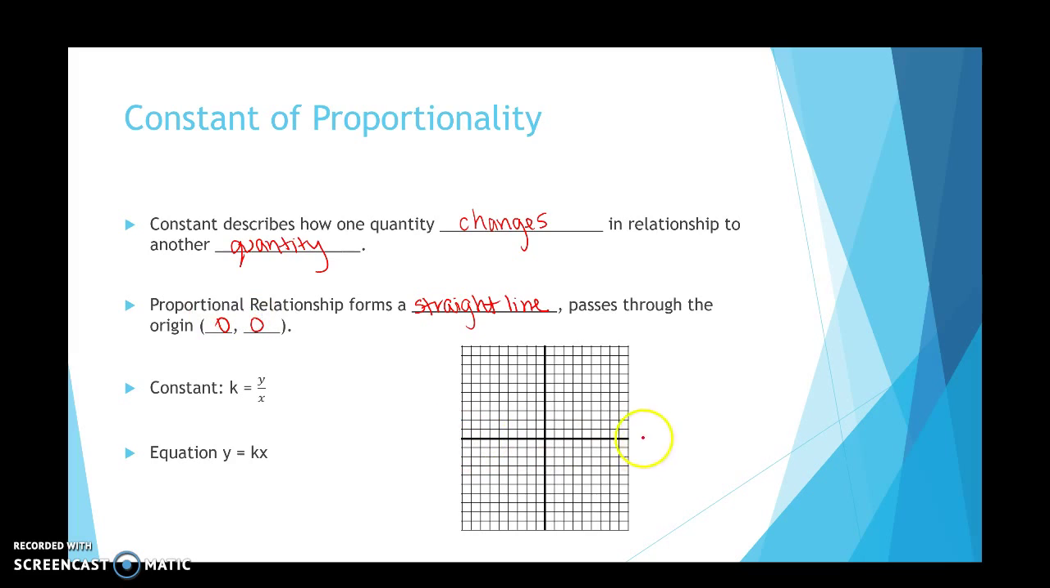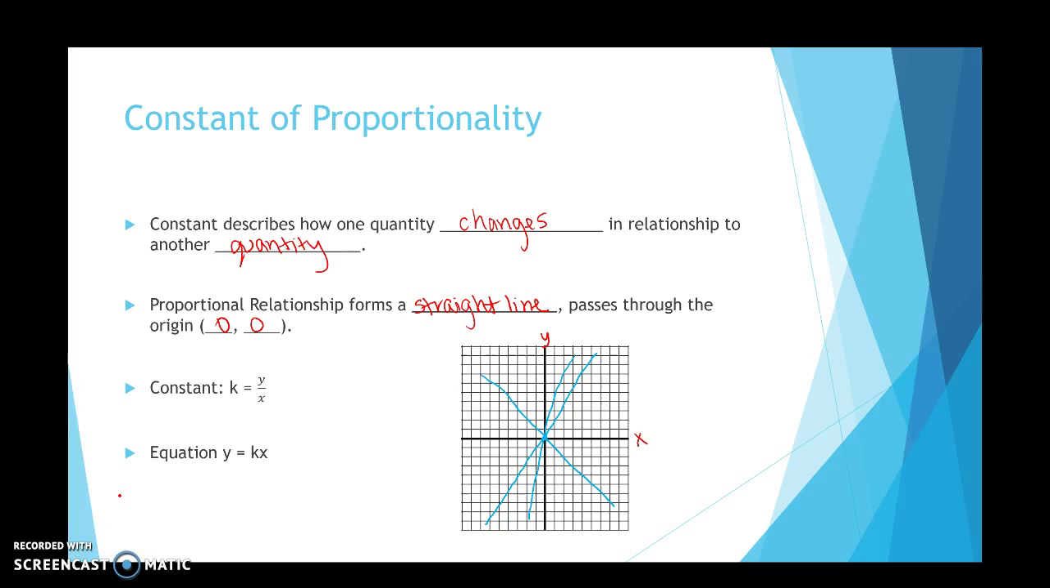Across is our x-axis, up and down is our y-axis. A proportional relationship can be shown by a straight line that goes through the origin. It could be going that way, it could be steeper, it could be negative, either way, as long as it goes through the origin. Remember, this was way back when we did constant. Since then, we have done linear relationships that did not have to go through the origin, but constant does have to go through the origin.